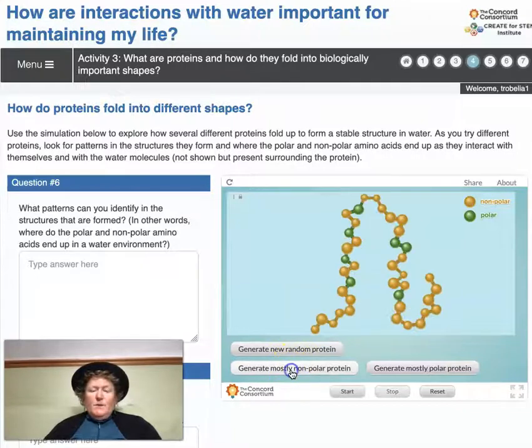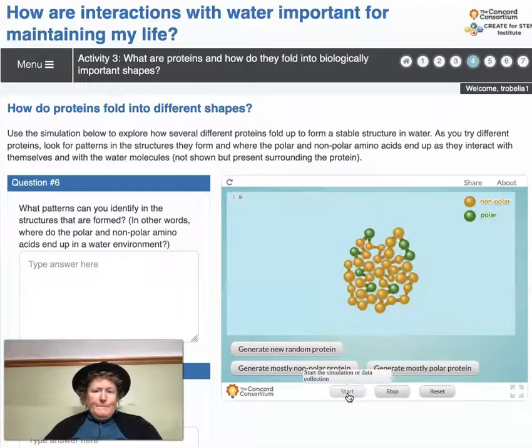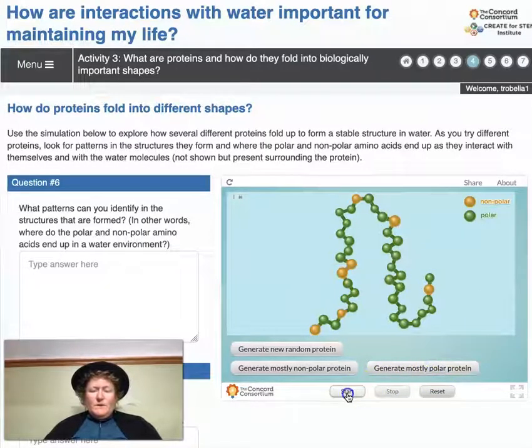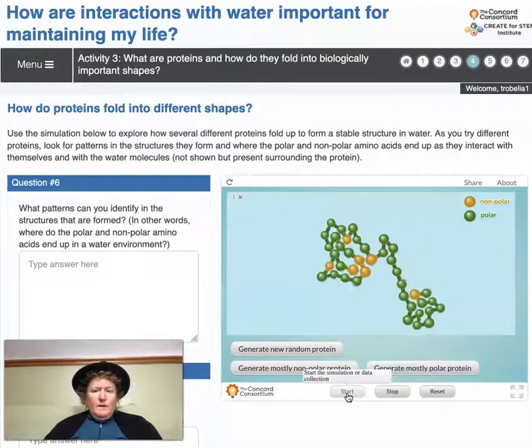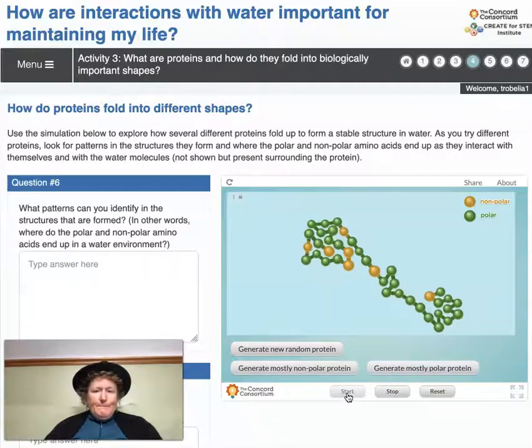Let's generate a mostly non-polar protein. Let's see what happens with that. Interesting. Let's generate a mostly polar protein. That's doing something very different than the other models we've seen.